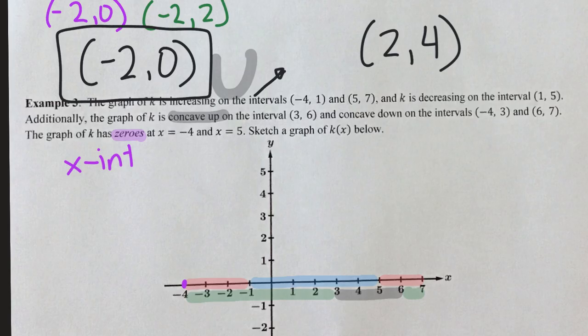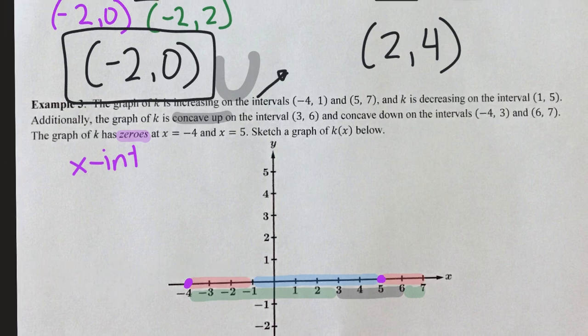At -4, we have a zero, right? That's where it crosses the x-axis. And at +5, we have a zero. Sketch a graph of K of x below. Okay, so let's go back up here and see what it means.